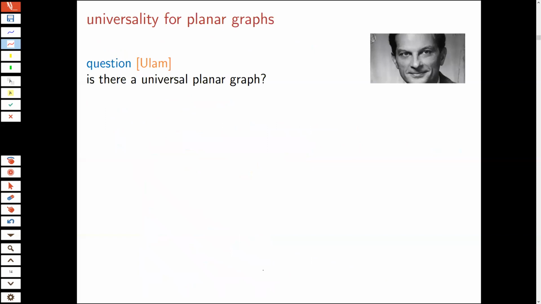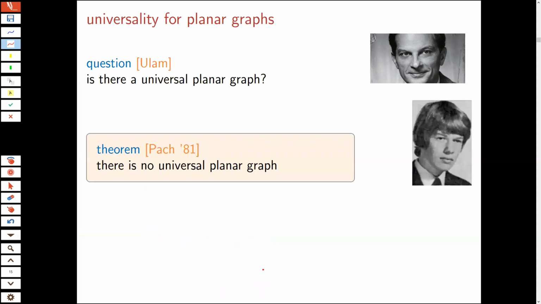Okay, now Stanislaw Ulam asked a very good question, roughly 60 years ago, I'm guessing. He said, is there a universal planar graph? So is there a countably infinite planar graph that contains as a subgraph every countably infinite planar graph? It's a really good question. And Janos Pach answered this question in one of Janos's very first papers, hence the very young photograph of Janos Pach. And he proved the answer is no to Ulam's question. He showed that there is no universal planar graph.